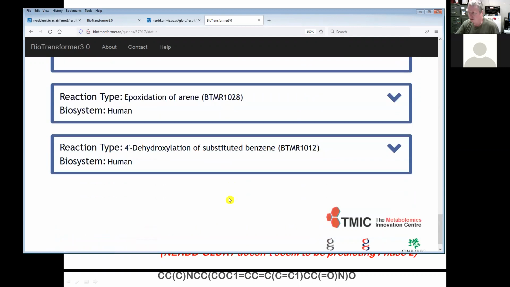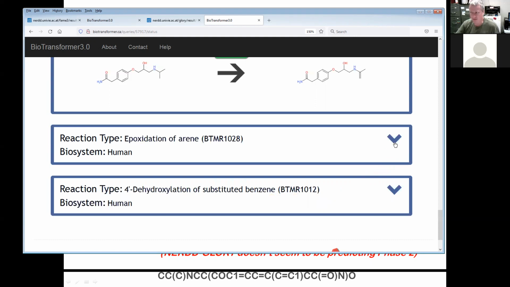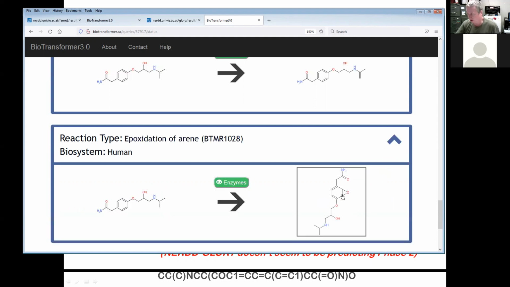Okay, let's see, epoxidation of arene. So this is probably just going to be another aryl hydroxylation. Yeah, you know, that is actually possible. It's probably going to degrade then, and I don't know. It's a prediction. It's nice that computers are able to do this prediction, but to really validate this, you'd have to do the experiment.